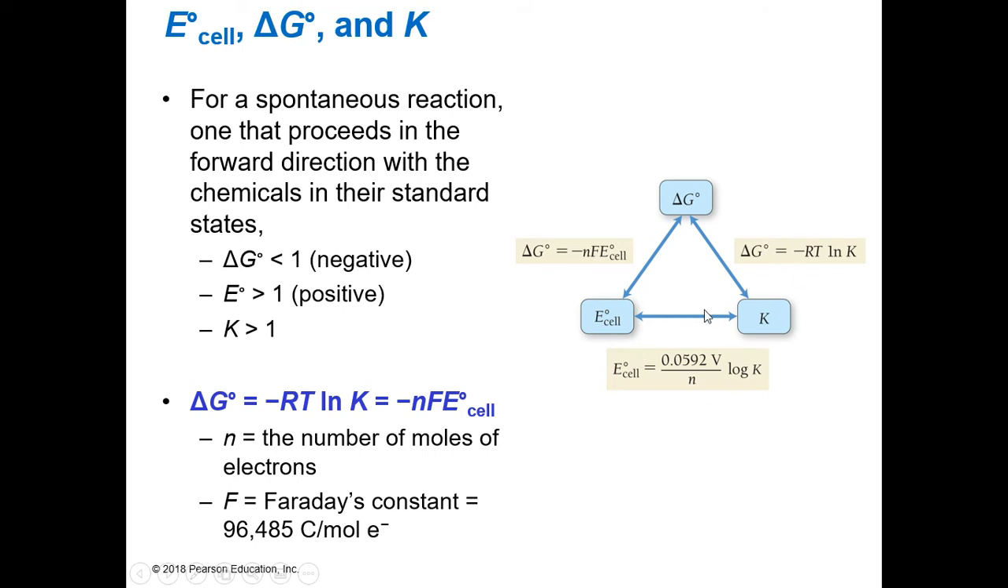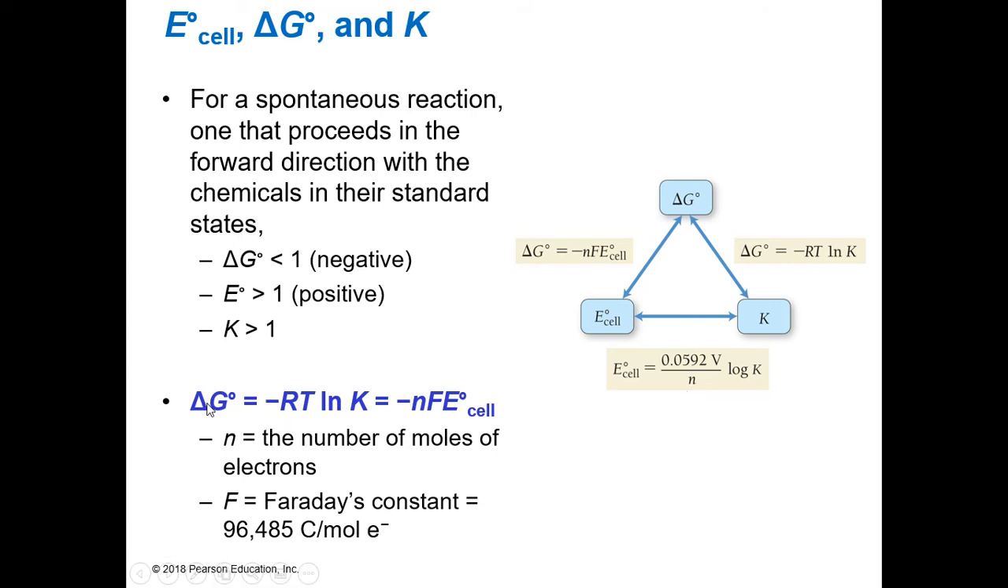So if I was given E naught of a cell, I could solve, right, my delta G. If I knew delta G, then I could solve my K, because I could plug it in here and solve what my equilibrium constant was. I guess I could have just gone straight there if I had E naught of our cell, right? We could have solved for K. So these are all interrelated to each other if you need to use one thing versus another.